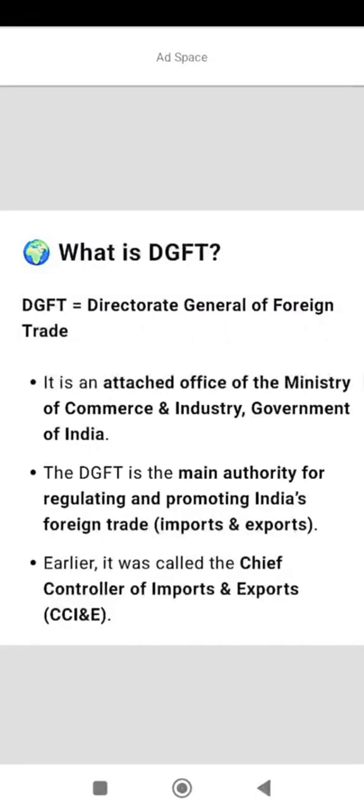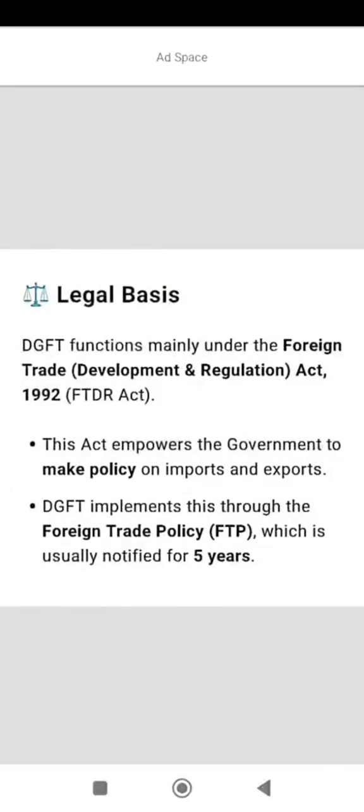Earlier, it was called the Chief Counselor of Imports and Exports. After that, it was renamed as DGFT. Okay. So, legal basics. DGFT functions mainly under the Foreign Trade Development and Regulation Act 1992, FTDR Act. This act empowers the government to make policy on imports and exports. DGFT implements this through the foreign trade policy, which is usually notified for 5 years.